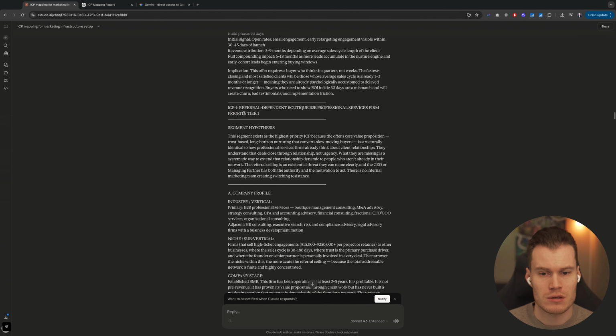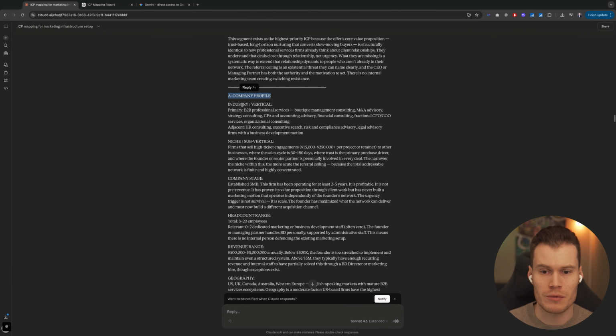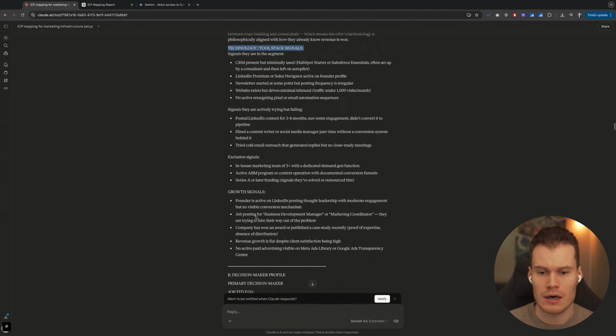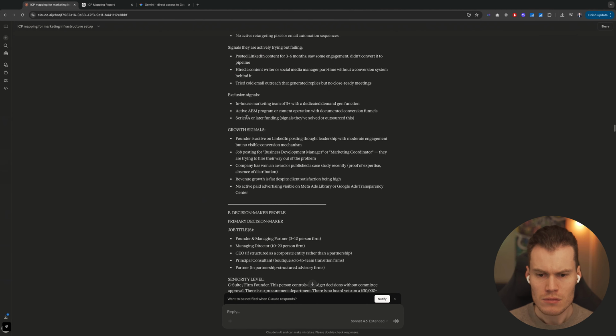And then it goes into ICPs. The first segment it had here was the referral-dependent boutique B2B professional services firm. So basically any B2B company that is at the boutique level, working with a handful or a smaller segment of clients, and doing a consultative service. Here we have the company profile, the industry, the niche, the company stage, the headcount range, the revenue range, the geo, business model, tech stack, the growth signals, all these things.